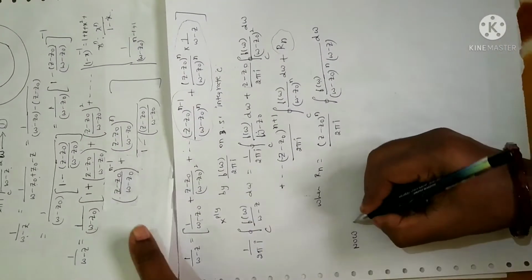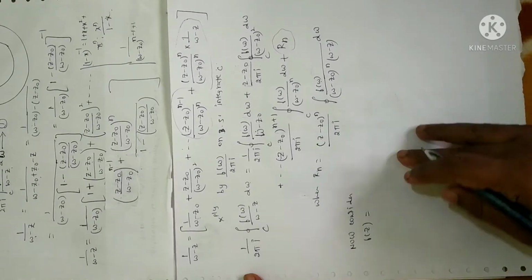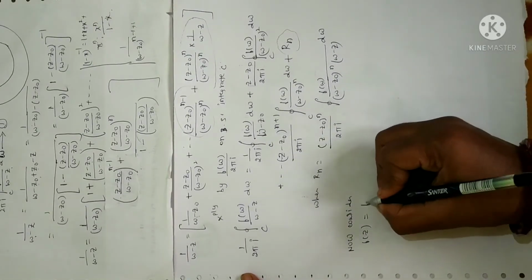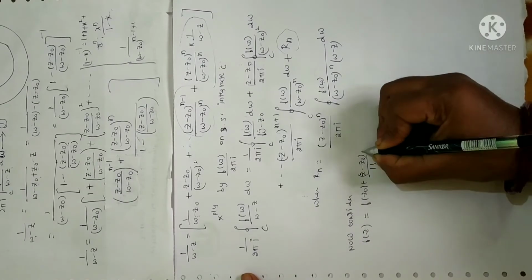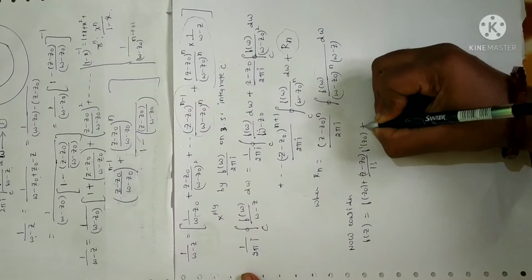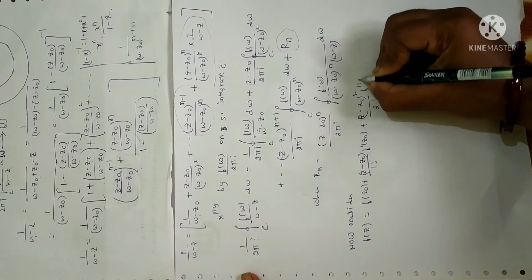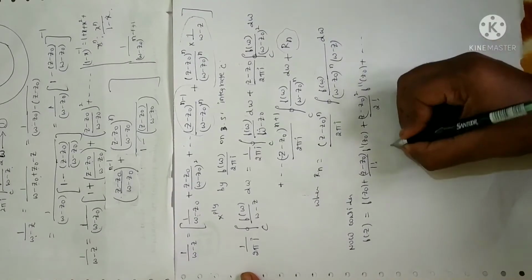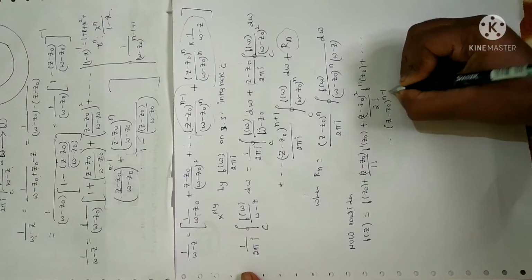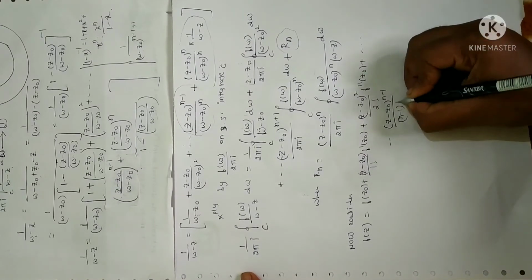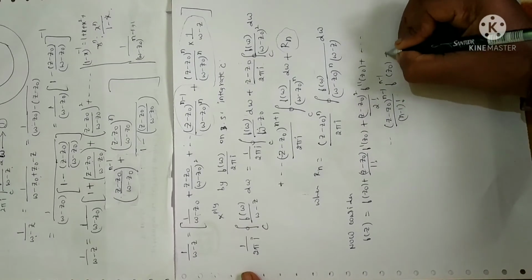Now let me consider f of z, the Taylor series expansion. This is in terms of f of z. f of z is equal to f of z naught plus z minus z naught by 1 factorial into f dash of z naught plus z minus z naught whole square by 2 factorial into f double dash of z naught plus so on. So when you keep on expanding, what will be the last term? z minus z naught power of n minus 1 divided by n minus 1 factorial into f power of n minus 1 of z naught plus Rn.